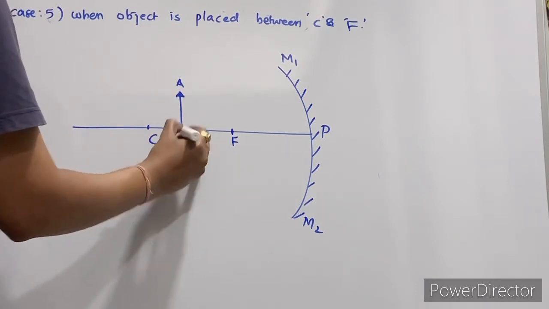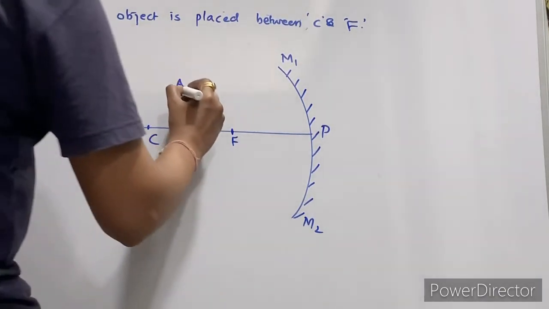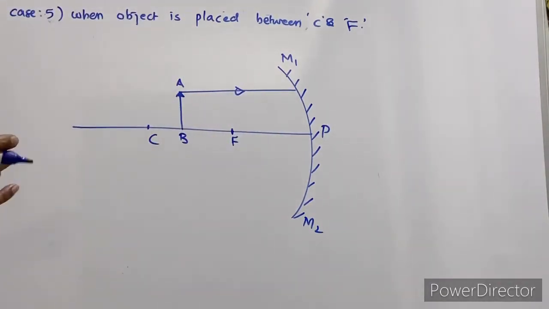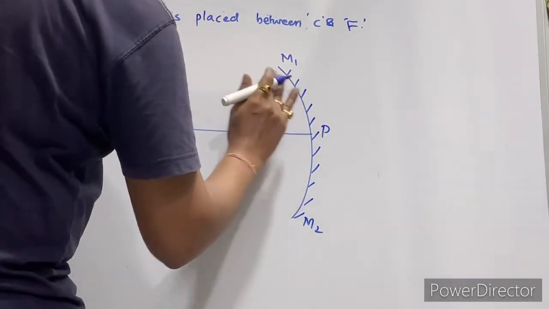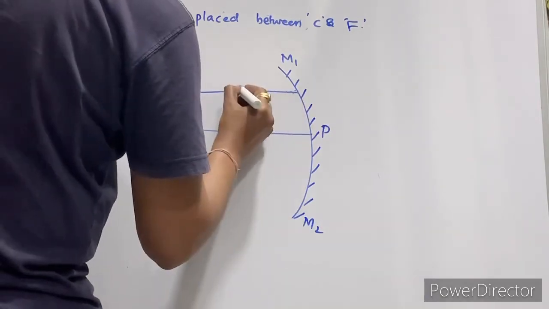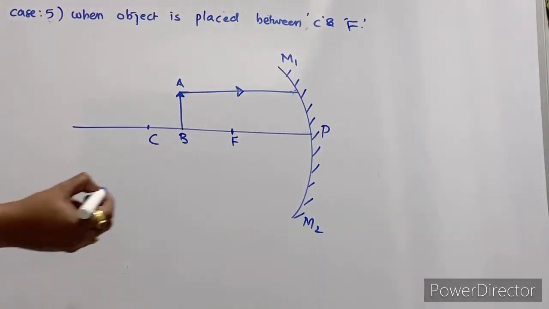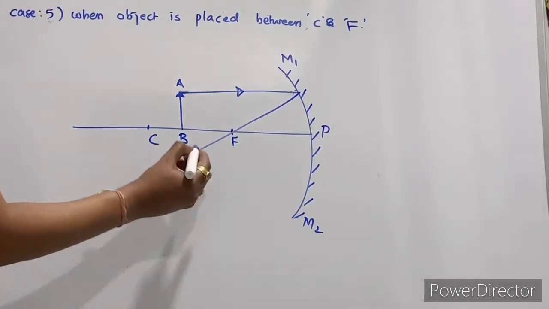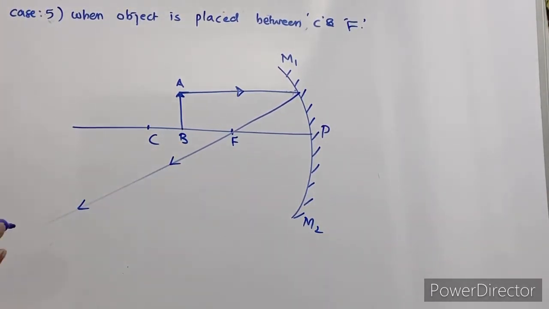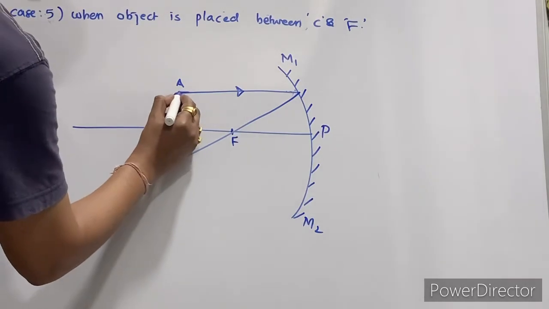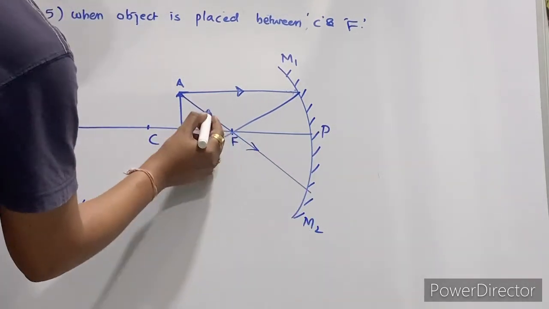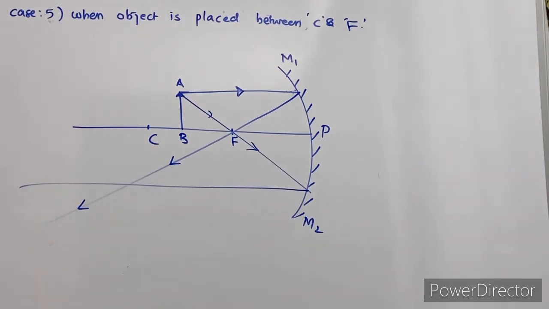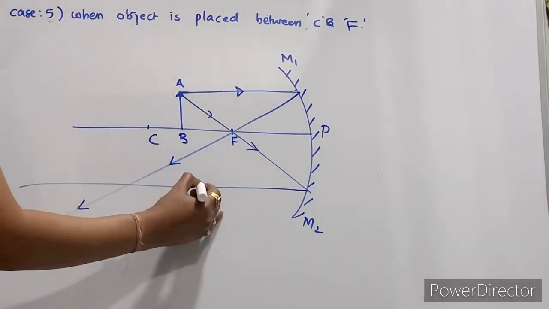AB is my object. The first ray will go parallel to the principal axis. I will take it lateral down because it is not coming directly parallel. The second ray will pass through focus. So this ray will pass through focus and gets reflected like this. After passing this, it will go parallel to the principal axis.